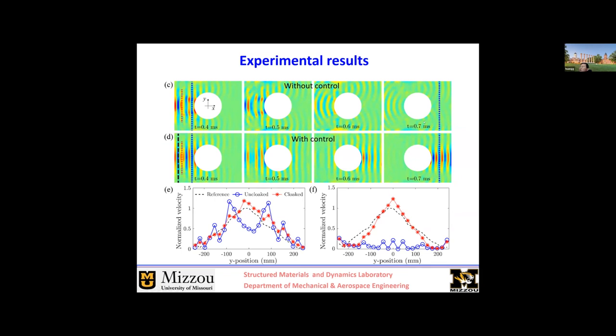So this is our experimental result, measured by laser vibrometer, okay? For example, without control. And another advantage is that you can go to the large world, okay? Because if you go to the large world, doing passive cloaking is very challenging.